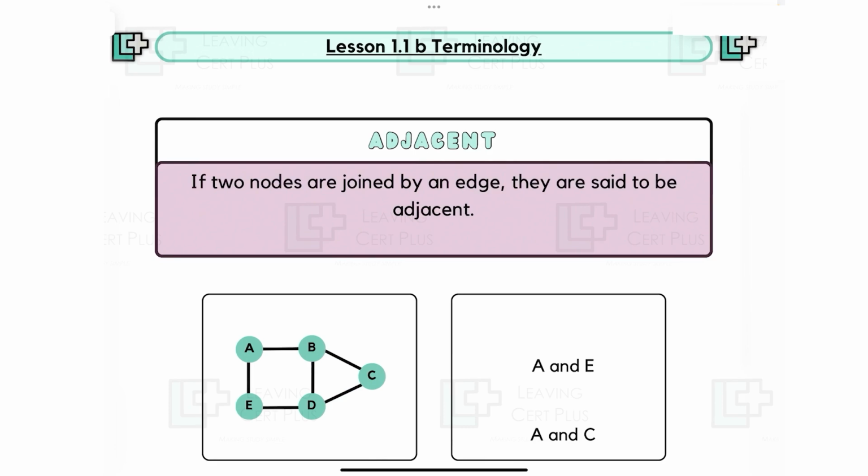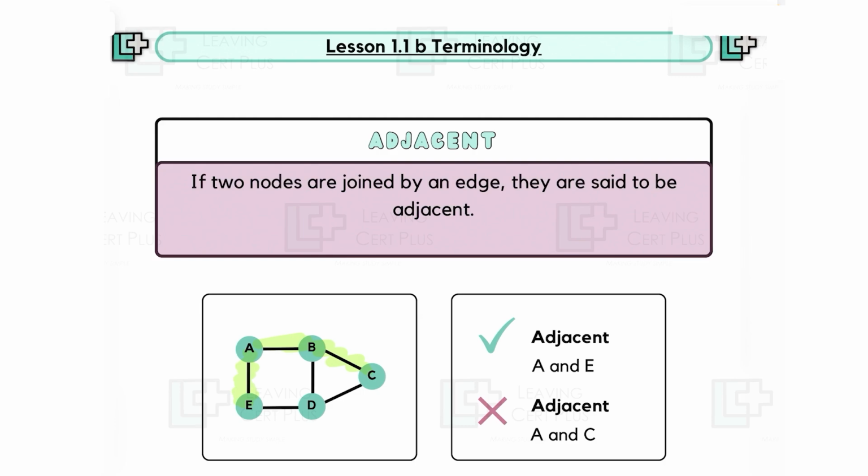If two nodes are joined by an edge, they are said to be adjacent. So if there's an edge connecting two nodes, if there's a connection between them, we call them adjacent nodes. So think about A and E and then A and C. Which of those pairs would be called adjacent? So A and E are adjacent because there's an edge connecting them. Whereas A and C are not adjacent because they're not connected by a single edge. They are connected. I could go from A to B to C, but it's not one edge connecting the two of them. So we don't call them adjacent.